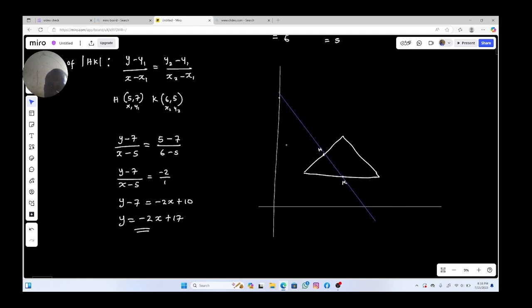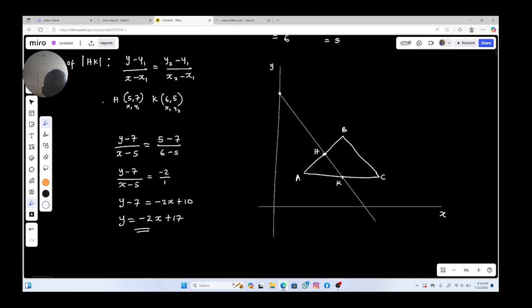Okay, so this is the line. We are saying that this point here is H and this point here is K. We have our A, then our B, then our C. So that line HK touched the x-axis and the y-axis. This is the y-axis, this is the x-axis. So it touched the y-axis here.